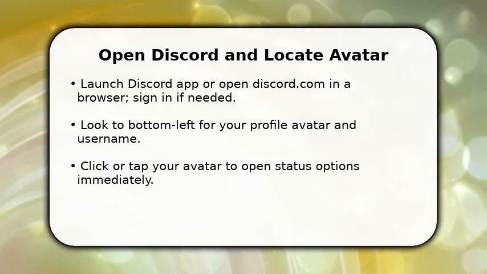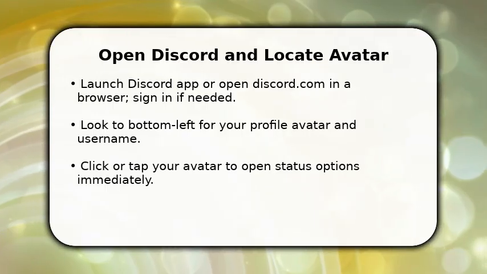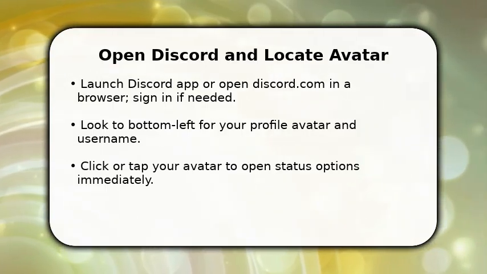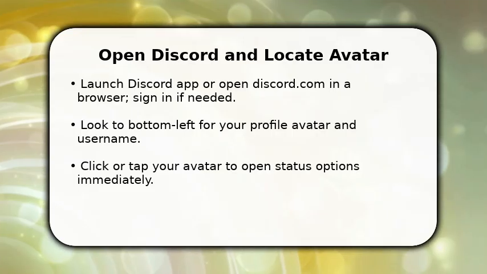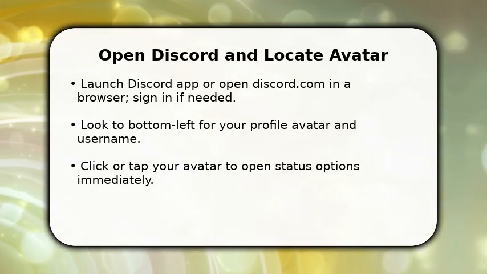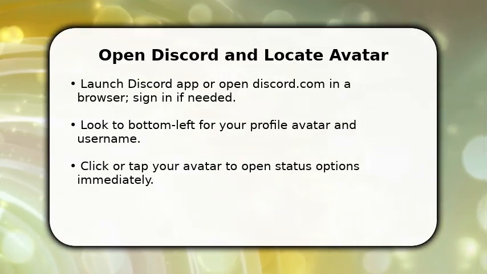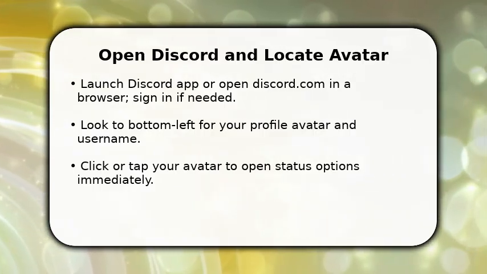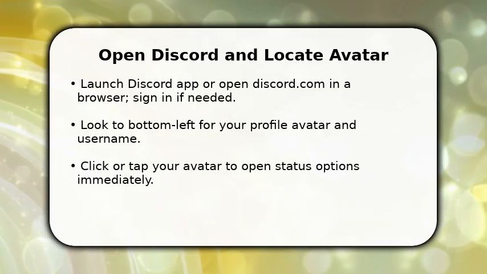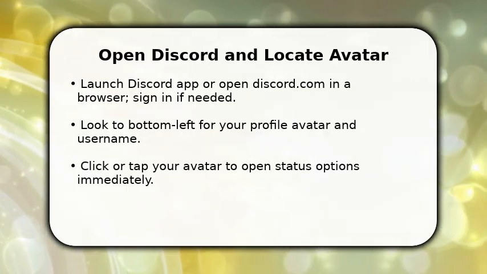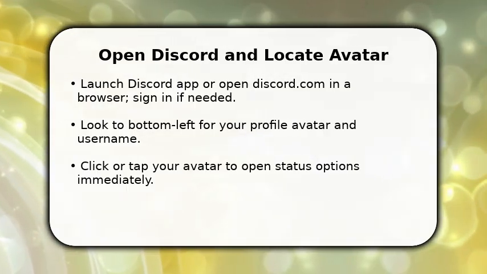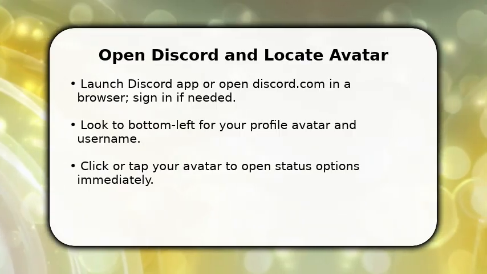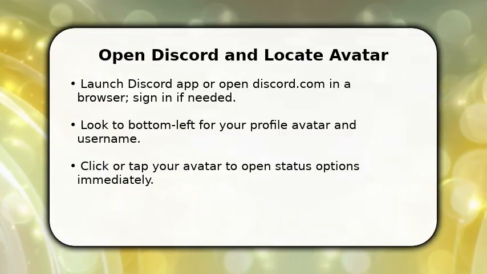You're starting right now. Open Discord on desktop or mobile and make sure you're signed in. Once done, focus on the bottom left corner where your avatar and username sit. That's the control for status. Click or tap your avatar to reveal the status menu. You do this because the status controls live there. Skipping to the avatar saves time. Make sure you're on the account you intend to change, since server-specific status settings won't show otherwise.